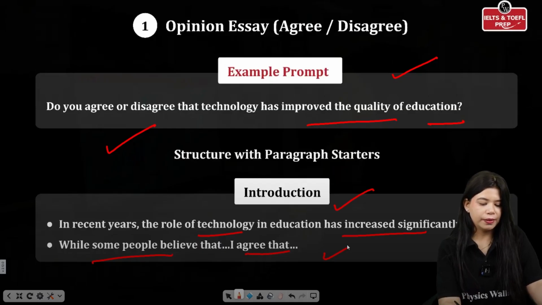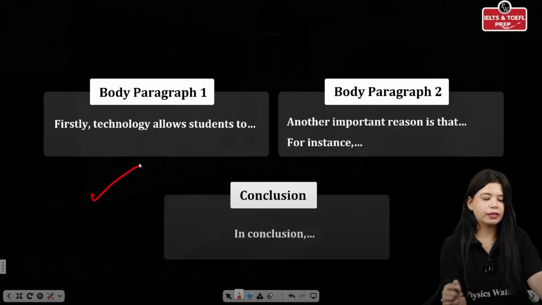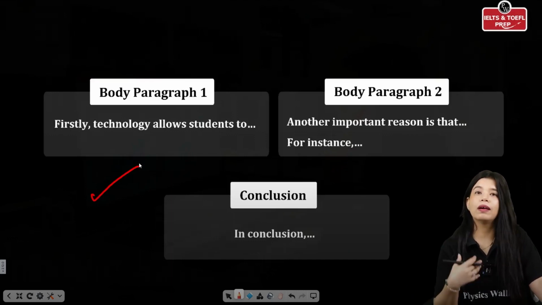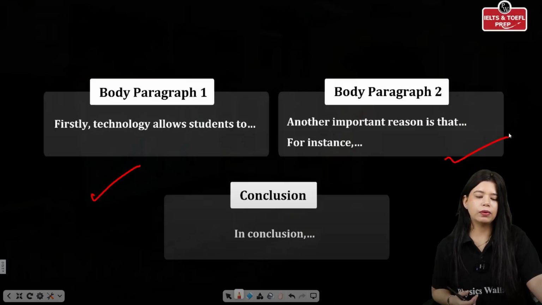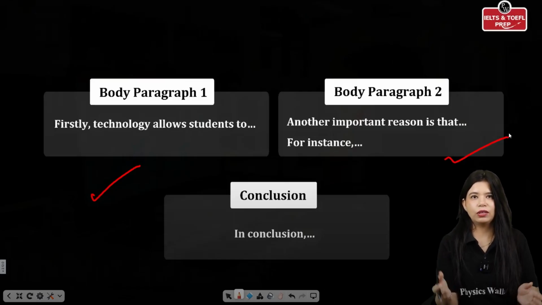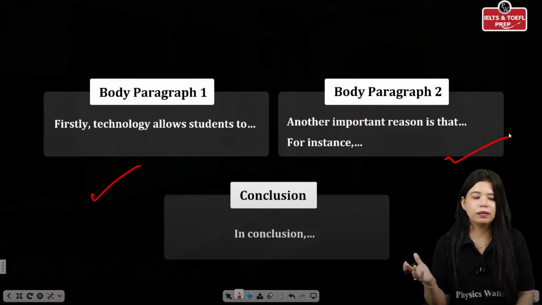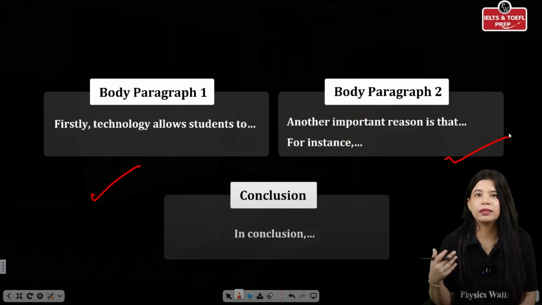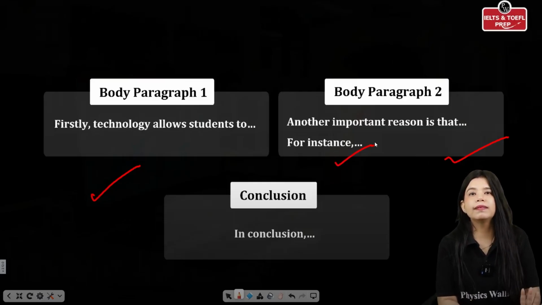And let's also see some starters for the body paragraphs. Here you go. In body paragraph 1, you can say, firstly, technology allows students to blah, blah, blah. And body paragraph 2, another important reason is that blah, blah, blah. So just take one idea for each of the body paragraphs, explain that idea, maybe talk about the reasons and result in the explanation, and then add an example. In the coming video, we are going to dive deep into this also, wherein I will show you a couple of sample essays.